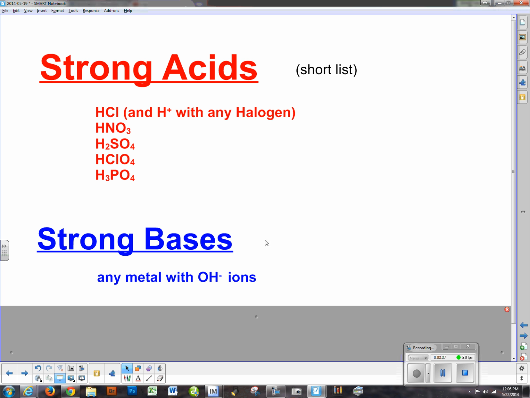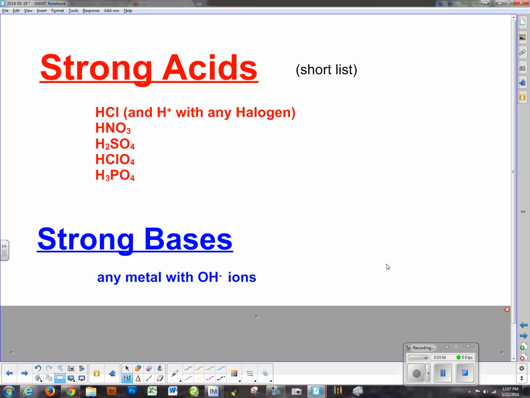You should have this list. It's a list of all of the strong acids. That's pretty easy, huh? And strong bases are very easy to recognize because any metal with a hydroxide ion is going to be a strong base.